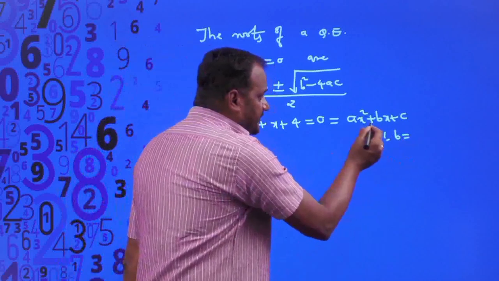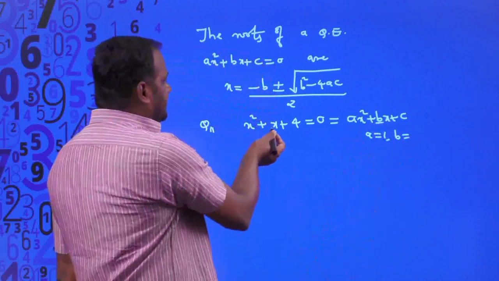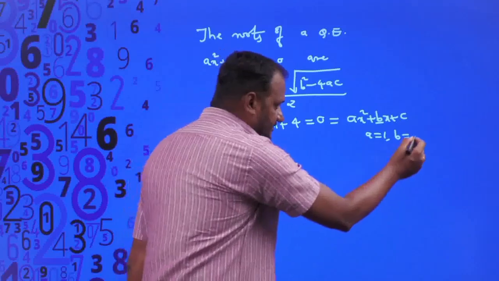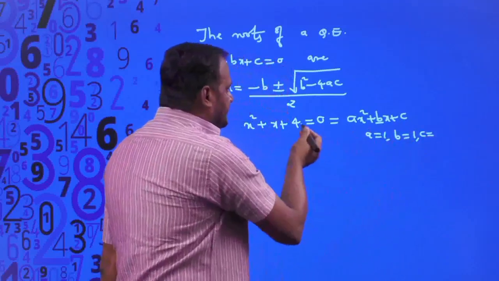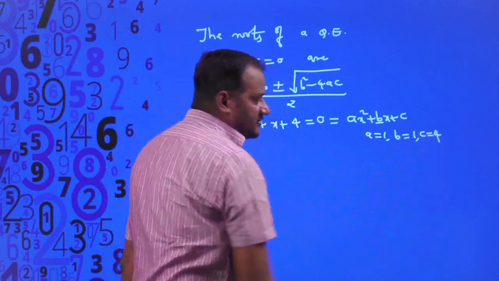b is equal to the coefficient of x. Here what is the coefficient of x? That is equal to 1. So b is equal to 1, and the value of c is going to be, what is c here? c is equal to 4. So c is equal to 4.